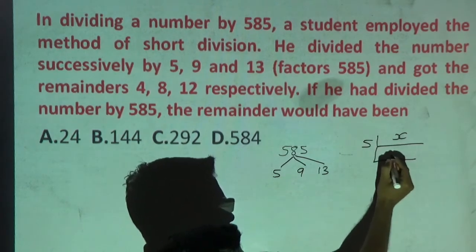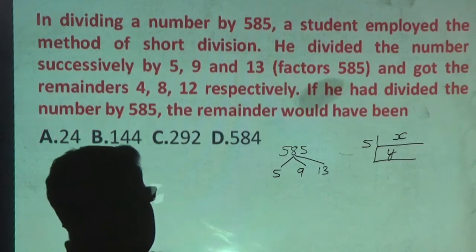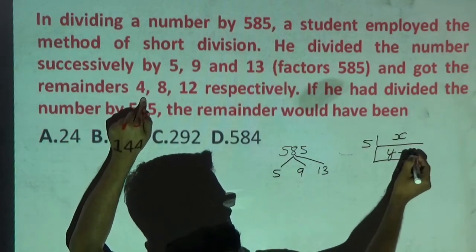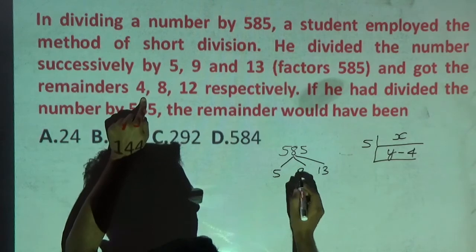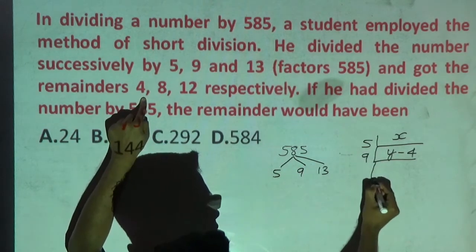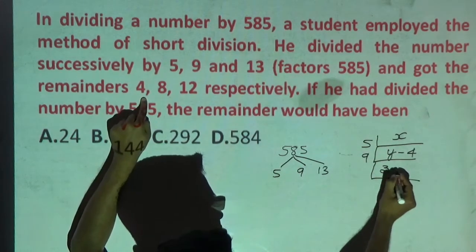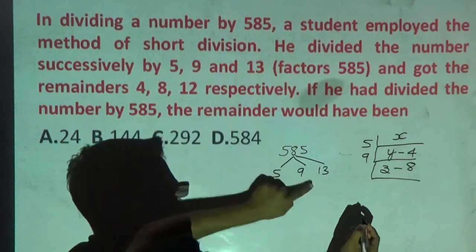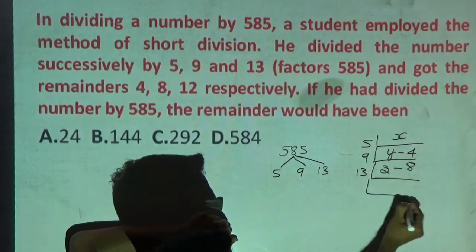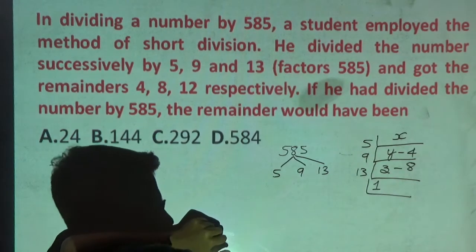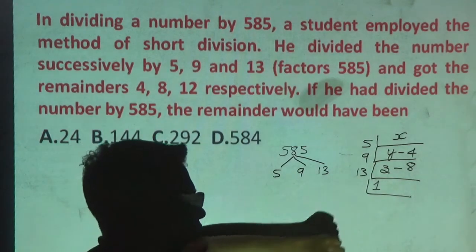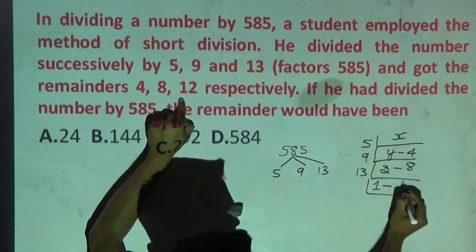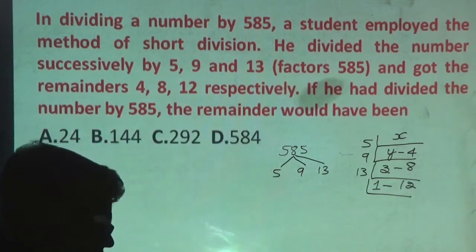Now, first I will divide this number by 5. How many times it goes, I don't know, therefore y times. But the remainder they have given is 4. Then again I divide this by 9, z times, and the remainder they have given is 8. Then again I need to divide by 13, so finally I should get 1, as in the previous example. The remainder is 12. So this is called a short division.